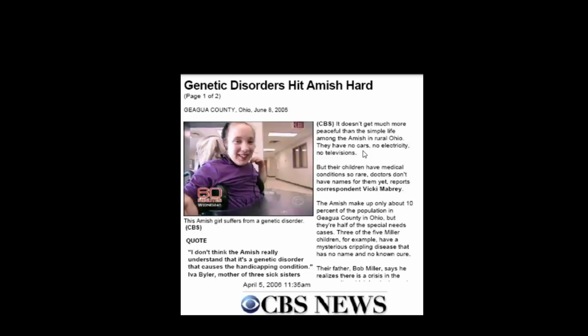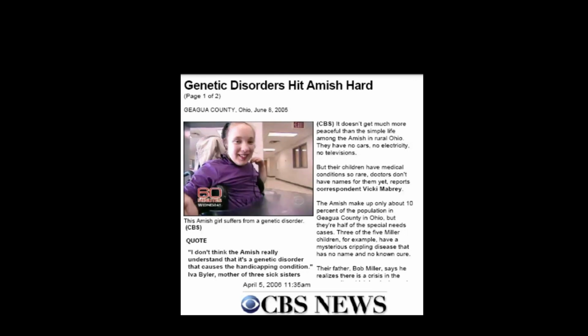So basically, this is the part that you should look at, right? Children have medical conditions so rare, doctors don't have names for them yet. The Amish make up only 10% of the population in Ohio, but they're half of the special needs cases. Three of the five Miller children, basically children from that family, for example, have a mysterious crippling disease that has no name and no known cure.